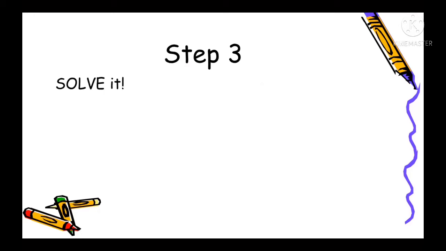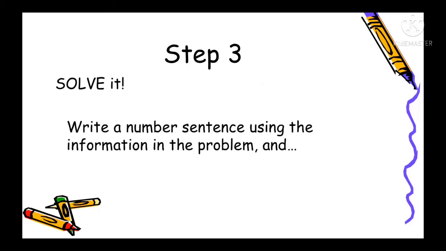So we will now solve. We are about to calculate. Ready? So how to solve it? Write a number sentence using the information in the problem. What is that information again? We have 14 birds and 12 birds. Correct? And our plan is to add them. So what is 14 plus 12? 26. Very good.